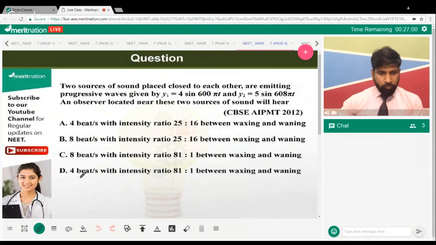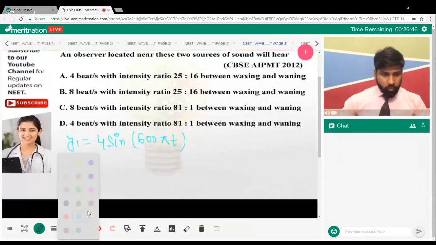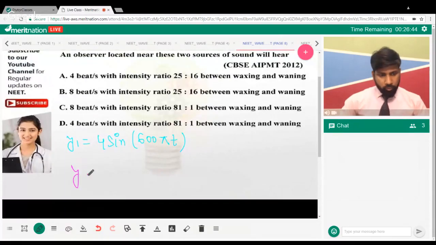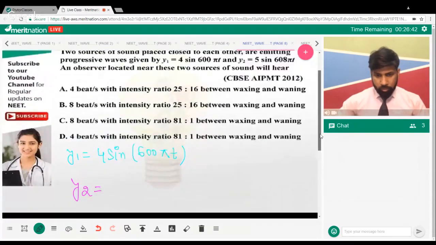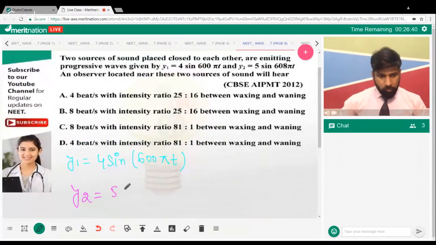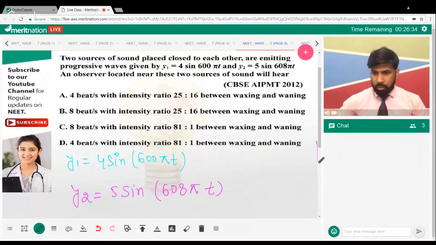Students, here y1 is given. y1 is 4 sine 600 pi t. This is y1. And what about y2? y2 is equal to 5 sine 608 pi t. Okay, two equations now.